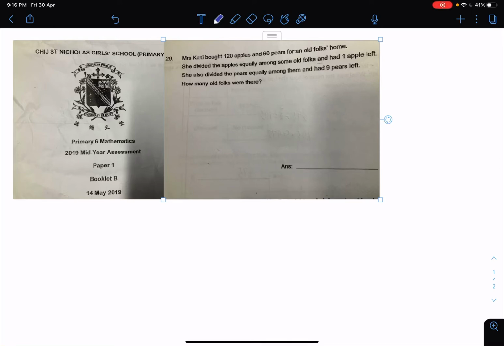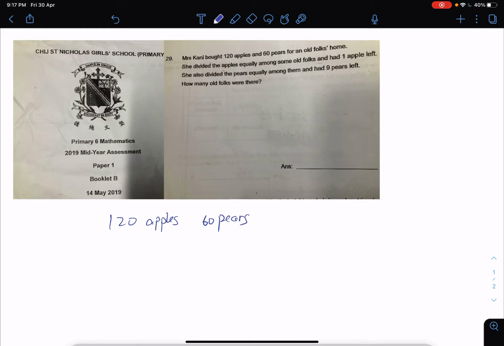So Mrs. Kenji bought 120 apples and 60 pears for an old folks home. 120 apples and 60 pears. She divided the apples equally among some old folk and had one apple left.